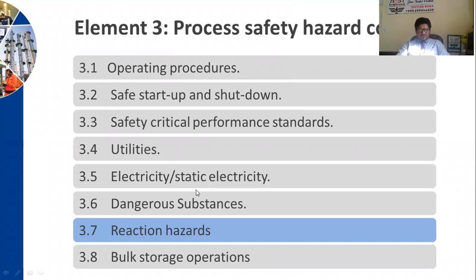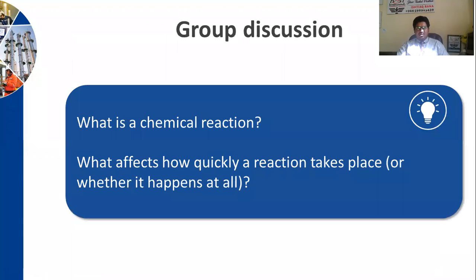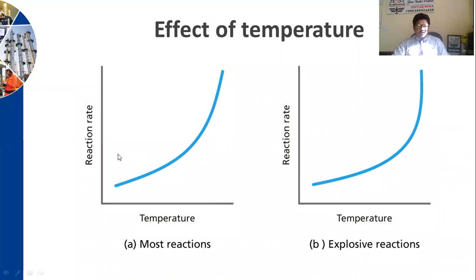Now the reaction hazards, 3.7: how we have to control them. And bulk storage and operation, that is the last part. Let's discuss 3.7, reaction hazards. What is a chemical reaction? You need to think about what affects how quickly a reaction takes place, or whether it happens at all. Sometimes we don't get a second chance, especially in a confined space. Now, the reaction rate and temperature: look at the flow.